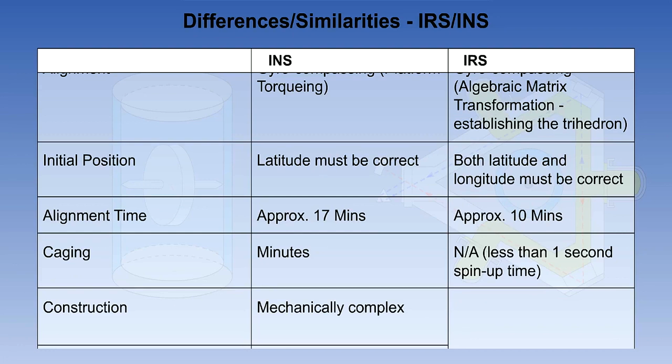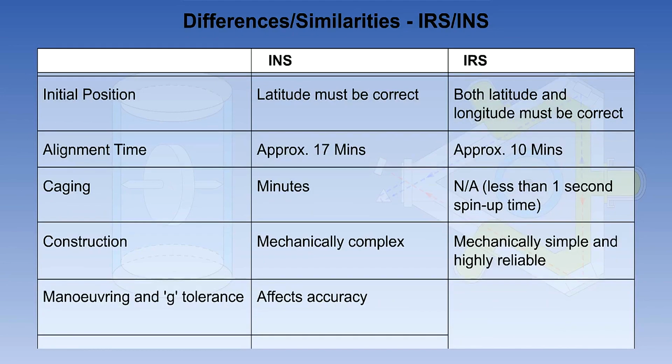They therefore had a shorter mean time between failures. The laser gyros used in IRS are mechanically simpler and highly reliable. Consequently, they have a longer life cycle.